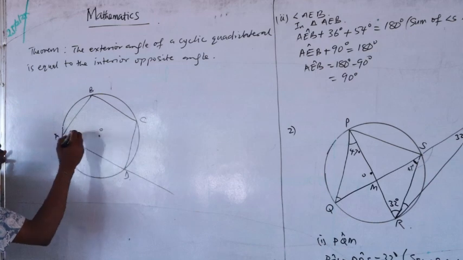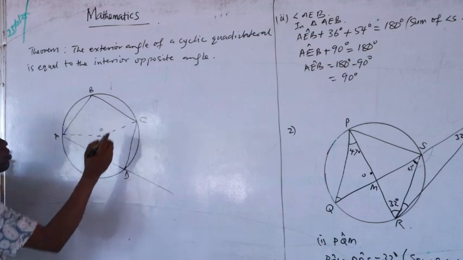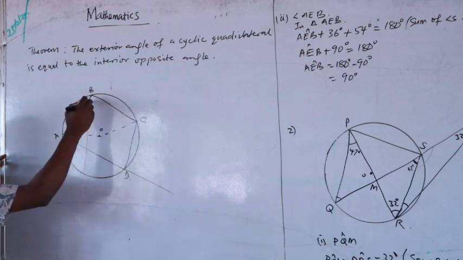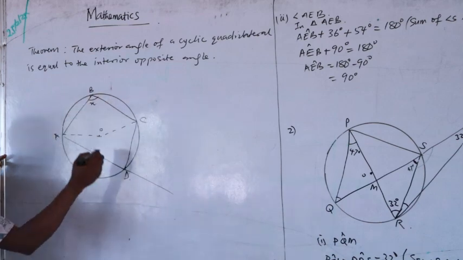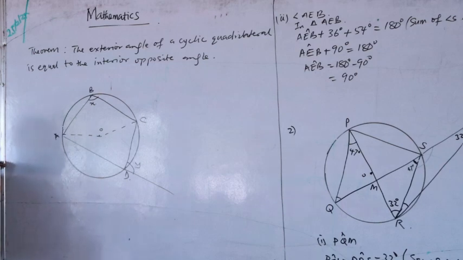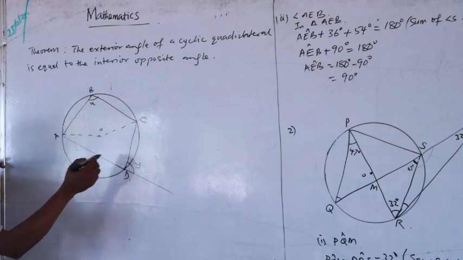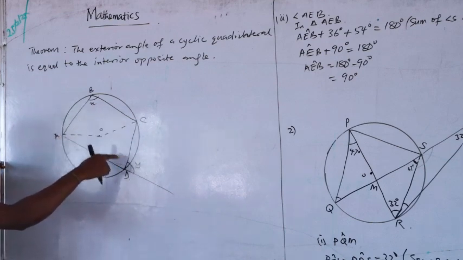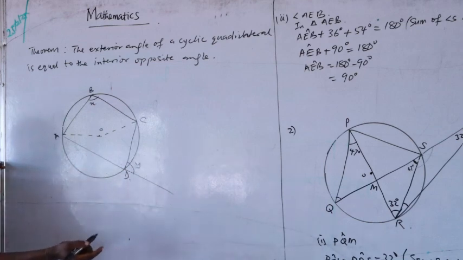I want to join this to O and join this to C. From this one, you are trying to prove that this angle X is equal to this angle. Or let me use Y. Now, I can get this angle from the previous theorem because this one is X. The addition of the two is what? It is 180, because opposite angles of the cyclic quadrilateral are supplementary.